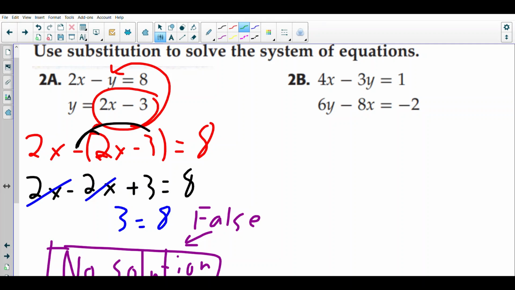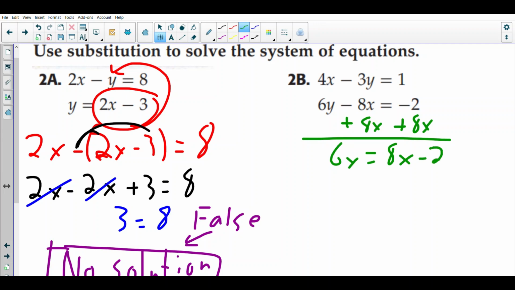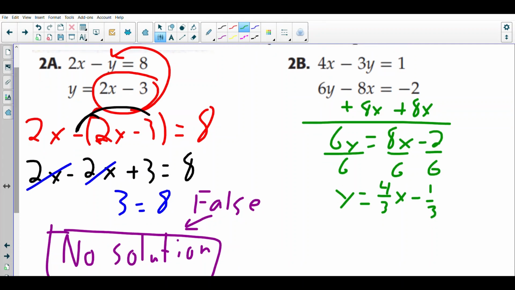All right, so the next one, neither of them are really good to work with, so I'm just going to start at the front. I'm going to do the bottom one. So I'm going to add 8x to both sides. And so I get 6y is equal to 8x minus 2. I'm going to divide everything by 6. So I get y is equal to 4 over 3x minus 1/3. Now I know we got fractions, and fractions are scary, but it's okay, we'll live.